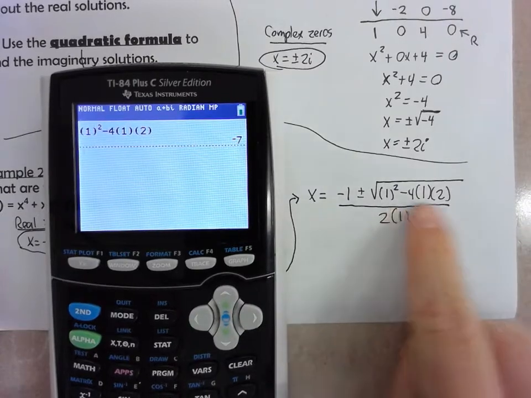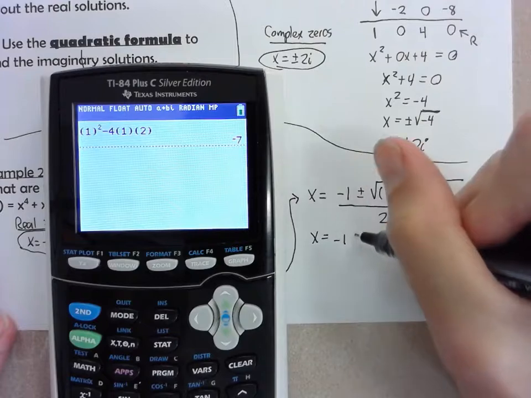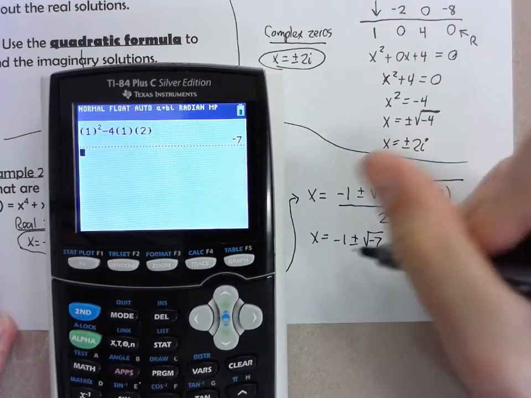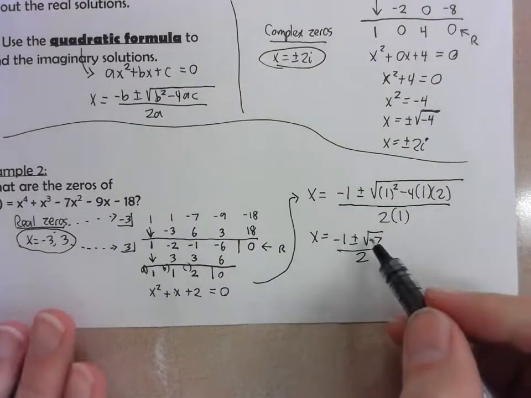That's going to give me negative 7. So my solution, before I simplify, is negative 1 plus or minus the square root of negative 7 over 2 times 1. Well, you can't have a negative in the square root.